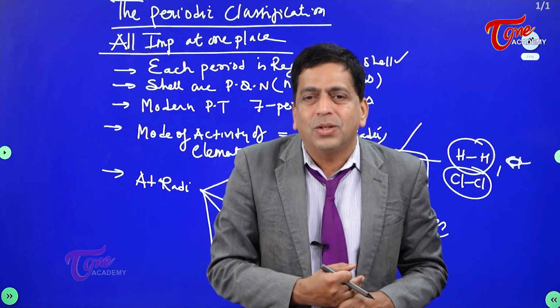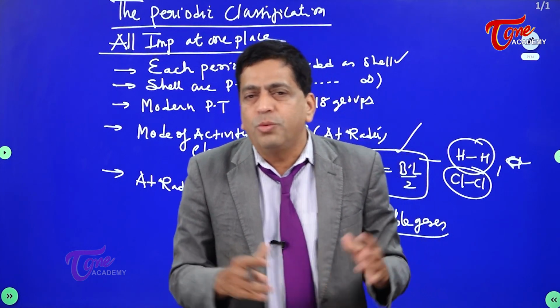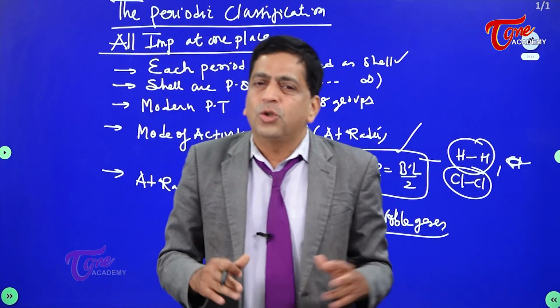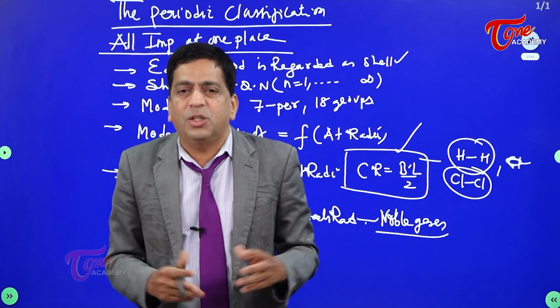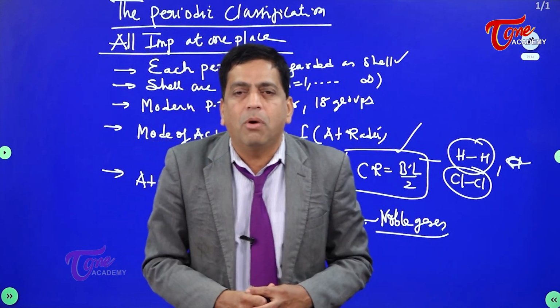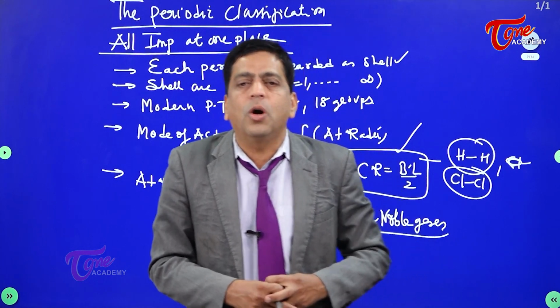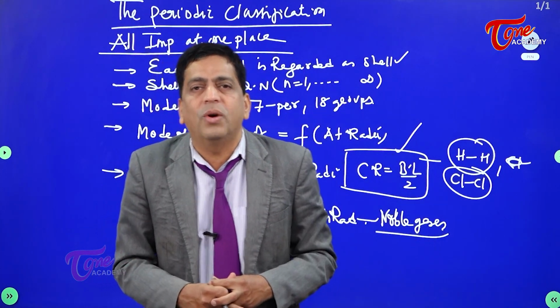The covalent radius. So the bond between two nonmetals is essentially covalent. So you take all the nonmetals when they are participating in bonding, it will essentially be a covalent bond. They stop at a distance, that is called bond length, and divide it by 2, it's nothing but covalent radii.